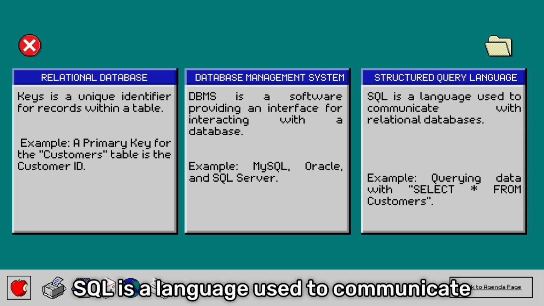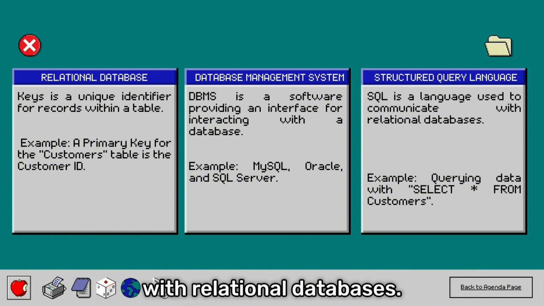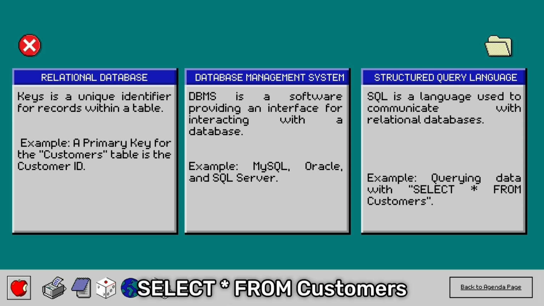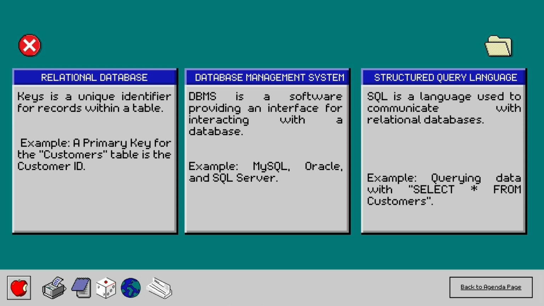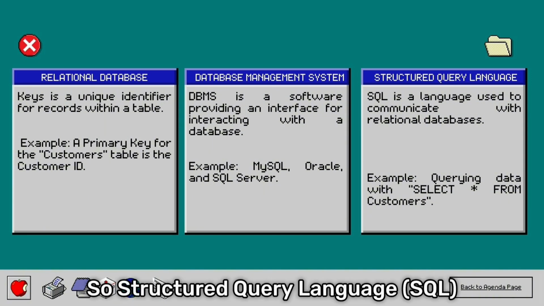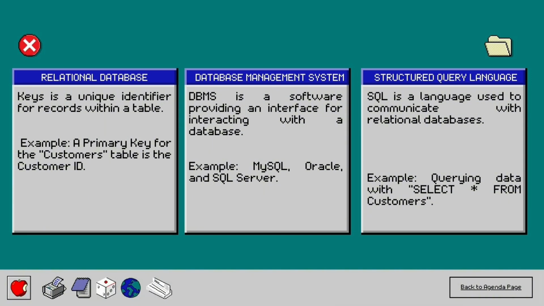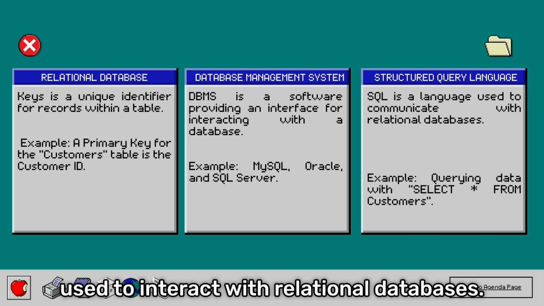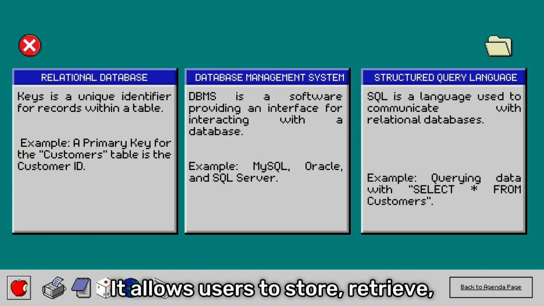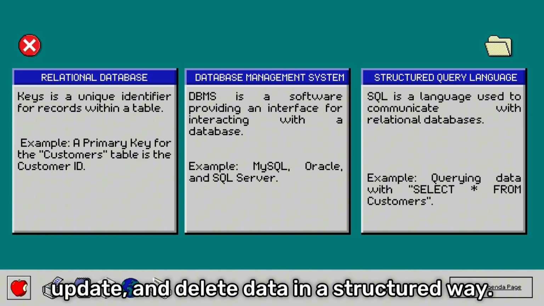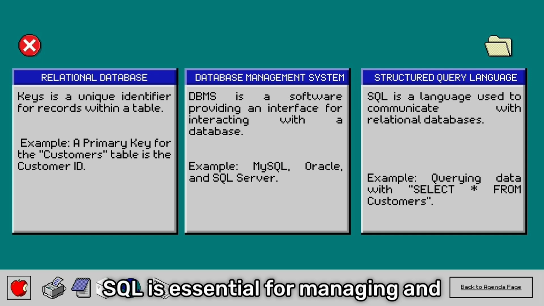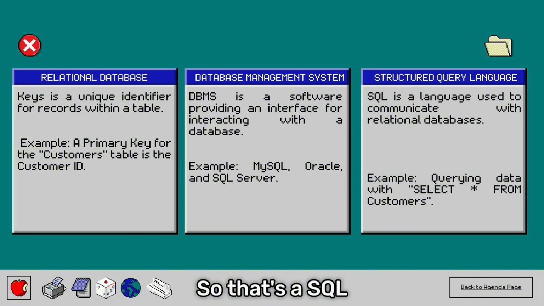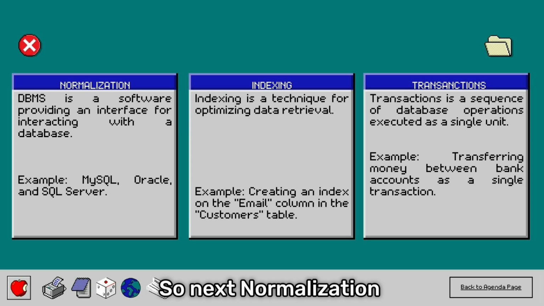So next, structured query language. SQL is a language used to communicate with relational databases. Example, querying data with select asterisk from customers. So, structured query language, or SQL, is a standard programming language used to interact with relational databases. It allows users to store, retrieve, update, and delete data in a structured way. SQL is essential for managing and manipulating database records efficiently. So that's SQL. So next, normalization.